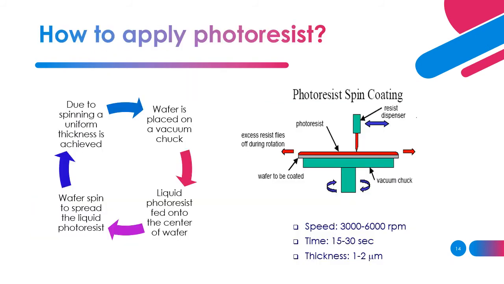Now let's see the process of how the photoresist is applied. First, the wafer is placed on the vacuum chuck, and then liquid photoresist is fed into the center of the wafer, as shown in the picture. Then the wafer spins to spread the liquid photoresist, and due to this spinning, a uniform thickness is achieved. The speed usually used is around 3000 to 6000 rpm for 15 to 30 minutes, and the thickness of the photoresist left on the wafer is around 1 to 2 micrometers.